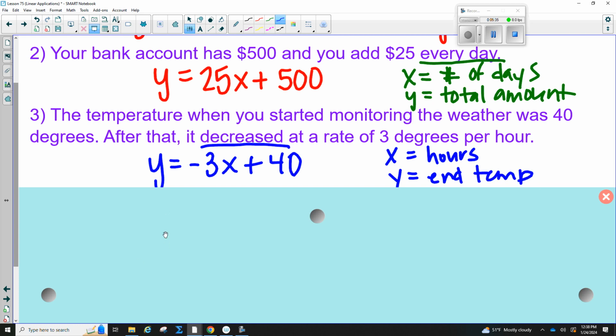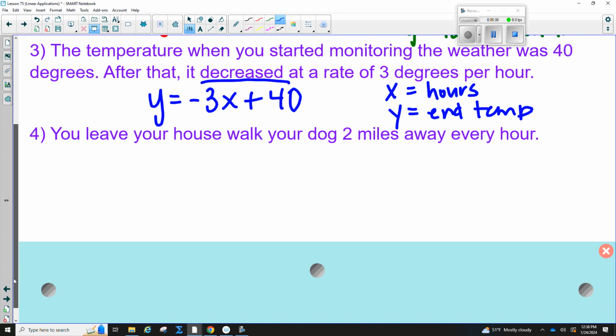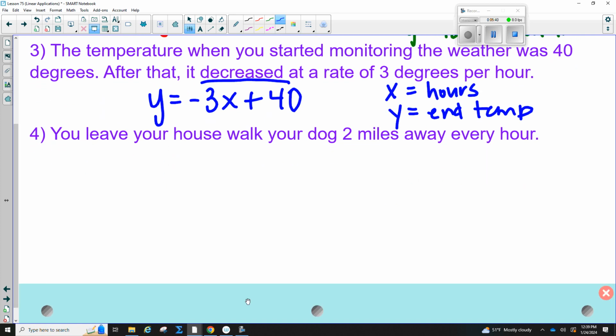You leave your house to walk your dog 2 miles away every hour. You walk 2 miles per hour. I didn't make this one up or think about this one ahead of time. I feel like I'm missing something. Anyone have an idea? I guess you're not returning home. What do you guys think it is? I think it's y equals 2x. You leave your house and walk your dog 2 miles away every hour. I don't know. Maybe you just keep walking for 2 miles per hour. Maybe you do return home.